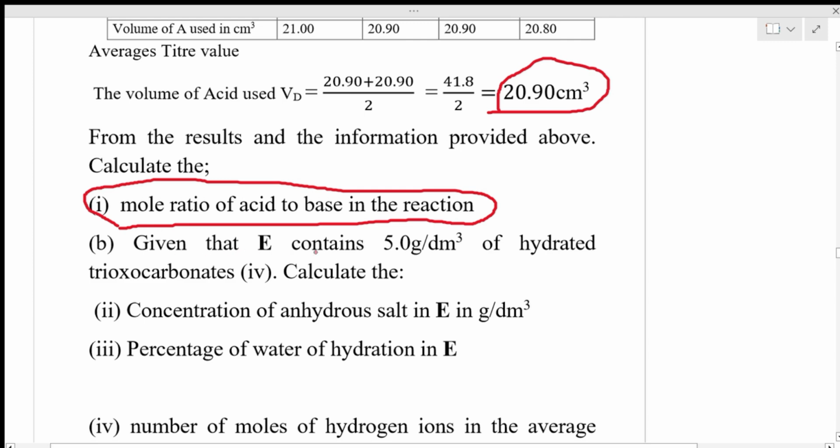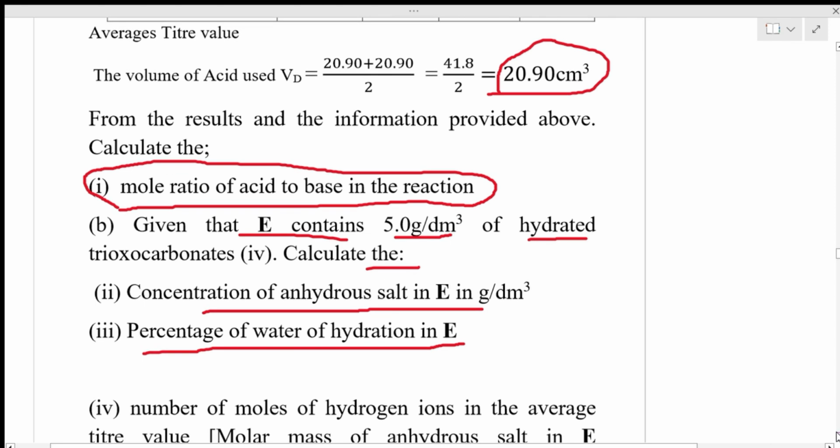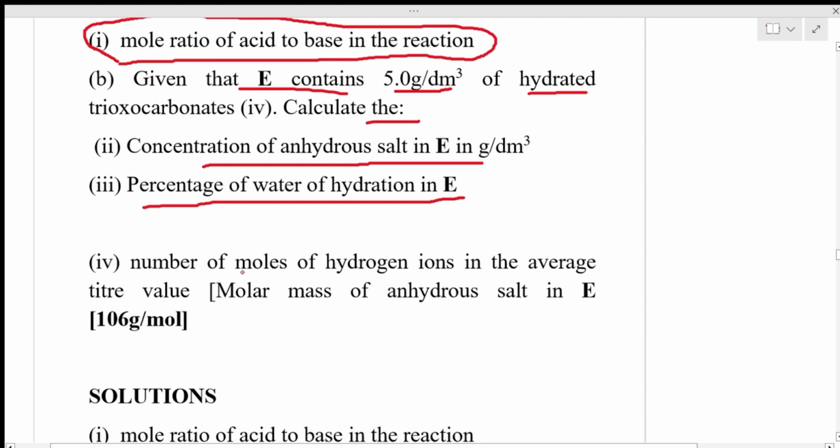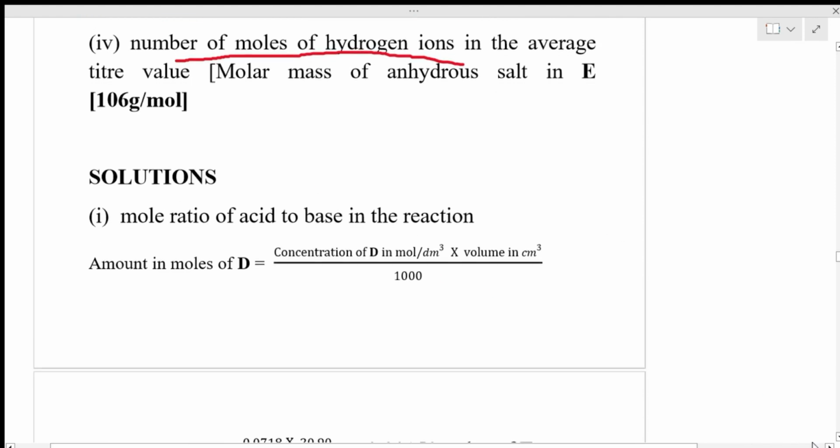Given that E contains 5.7 gram per dmq of hydrated trioxocarbonate, calculate the concentration of anhydrous salt in E and the percentage of water of hydration in E. Anhydrous is the dry one. Imagine, you are not even given E. We don't know what is inside E. We just know it is trioxocarbonate, but we are sure of D that is HNO3. And number 4, the number of moles of hydrogen ion in the average titer. This question is loaded. So let's see the way to approach such questions if it comes out on the 20th of this month.